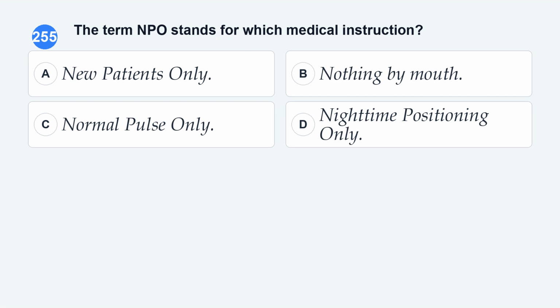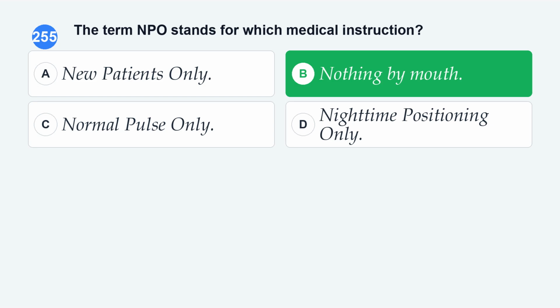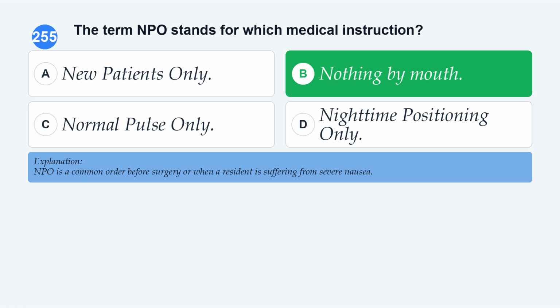Question 255. The term nothing by mouth stands for which medical instruction? Option A, new patients only. Option B, nothing by mouth. Option C, normal pulse only. Option D, nighttime positioning only. The correct answer is option B, nothing by mouth. Explanation. Nothing by mouth is a common order before surgery or when a resident is suffering from severe nausea.